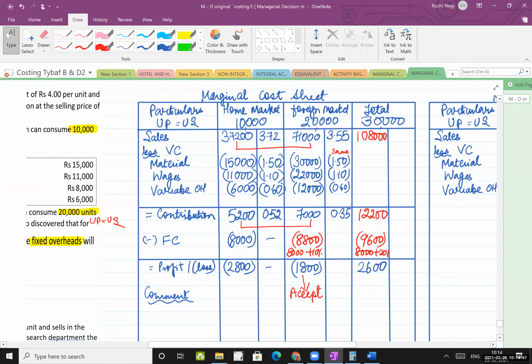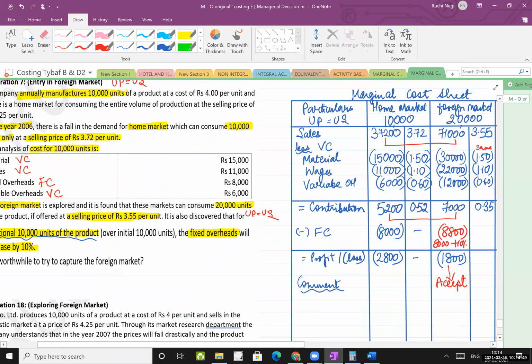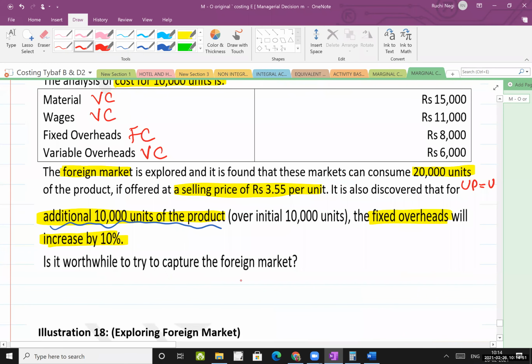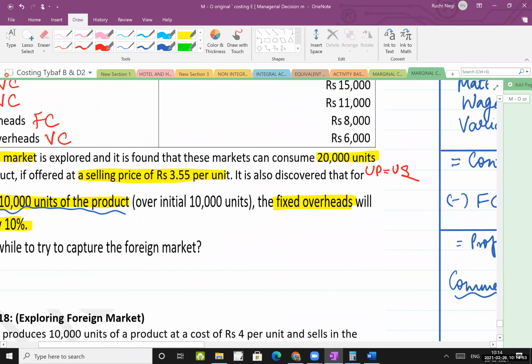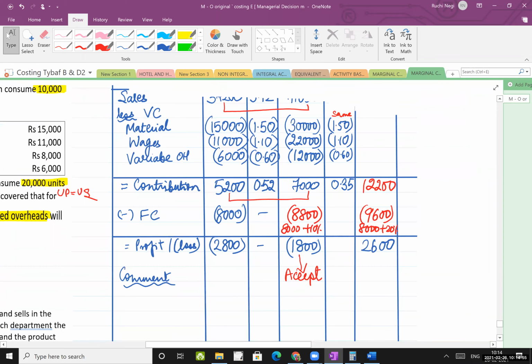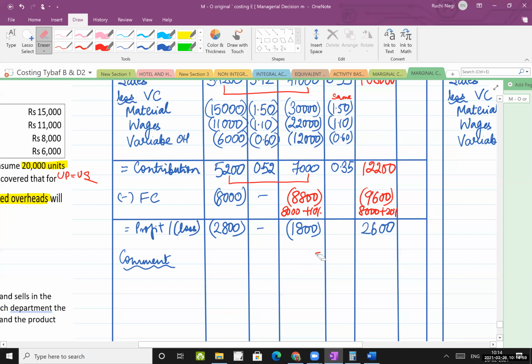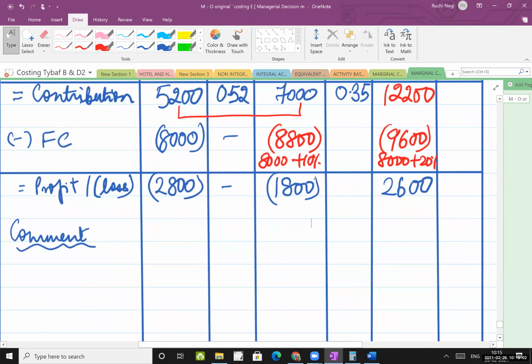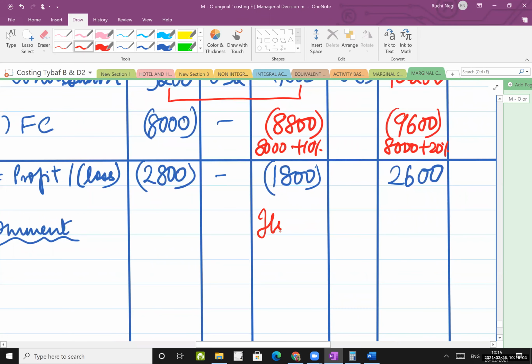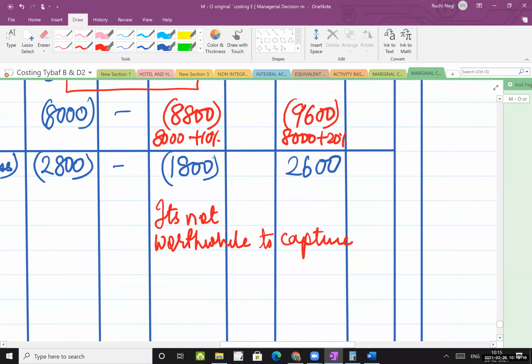Because you have been asked, right? Is it worthwhile to try to capture the foreign market? No. Because that is also loss making. So you can write here, it's not worthwhile, foreign market.